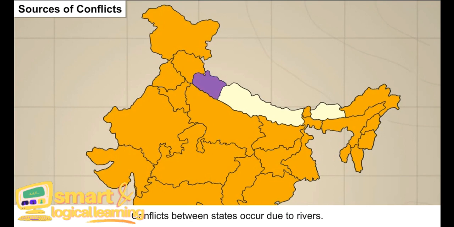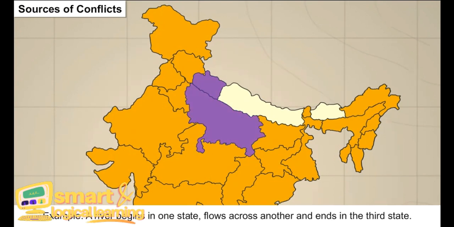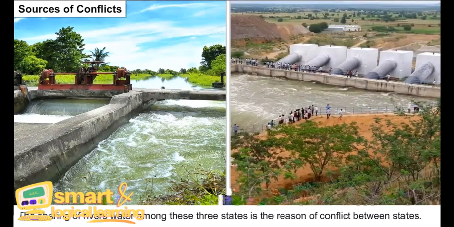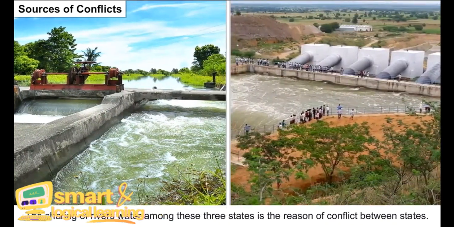Conflicts between states occur due to rivers. For example, a river begins in one state, flows across another, and ends in a third state. The sharing of the river's water among these three states is the reason for conflict between states.